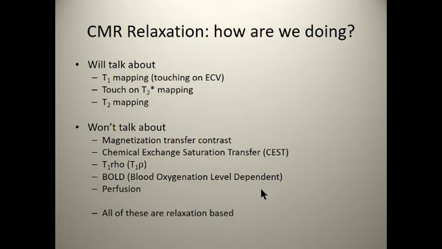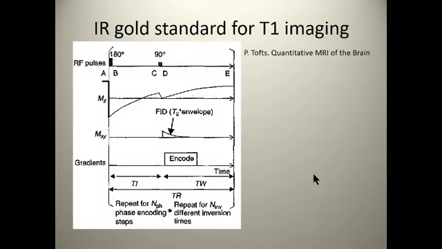So this talk's going to be about T1 mapping, touching on ECV, extracellular volume. I'll briefly mention T2 Star mapping, and then I'll talk a little bit about T2 mapping. But there are other mechanisms of contrast and relaxation, which I'm not going to talk about today. So sorry if you're disappointed and you came to hear about those.